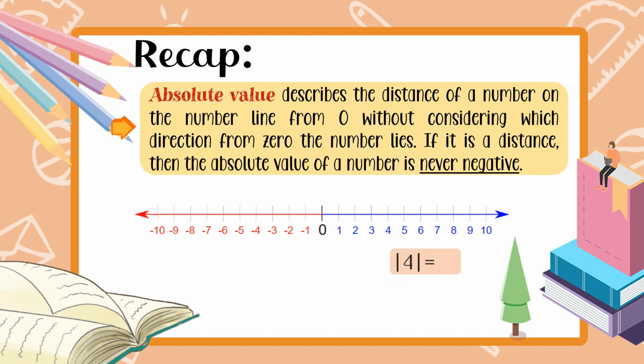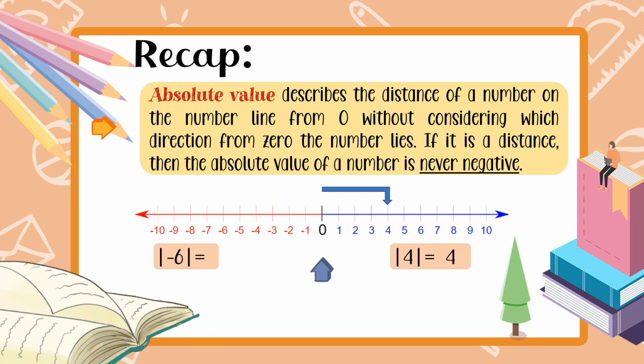Okay? So, if we have the absolute value of positive 4, so here is positive 4. The distance from 0 is 4. So, distance yan, dapat laging positive. If we have the absolute value of negative 6, here is our negative 6. So if we count the distance from 0, the answer is positive 6. Okay guys? Kapag absolute value, the answer is always positive.